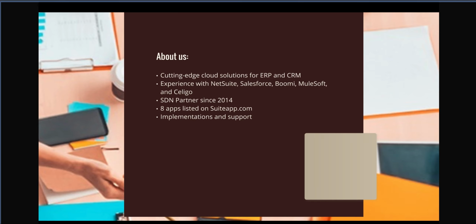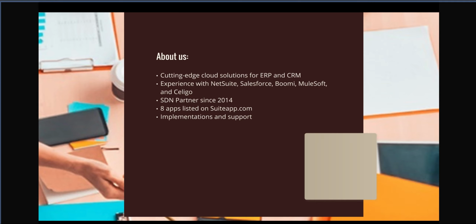We excel in developing solutions to extend the NetSuite platform. Now, for the benefit of our audience, the SuiteCloud Developer Network is a program provided by Oracle NetSuite to support developers in creating suite apps. The SDN is designed to facilitate collaboration, provide resources, and offer support for developers working within the NetSuite ecosystem. We have 8 apps listed on SuiteApp.com, all expressly designed to streamline business processes and increase NetSuite user productivity.